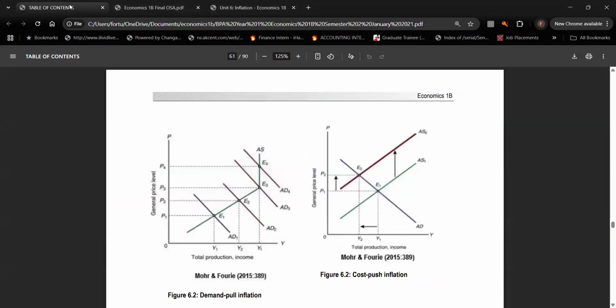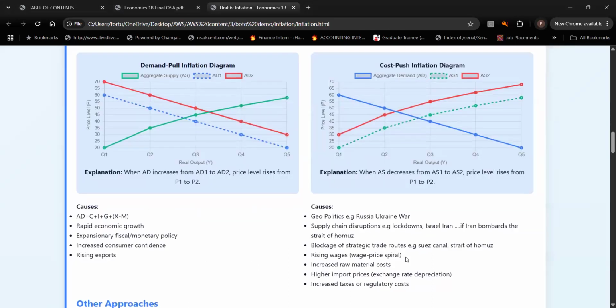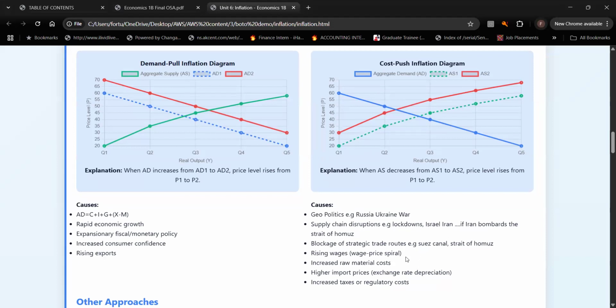Let me just get back to the study guide. Okay, so it's the same graph. So let me just explain on that why cost-push inflation is dangerous.